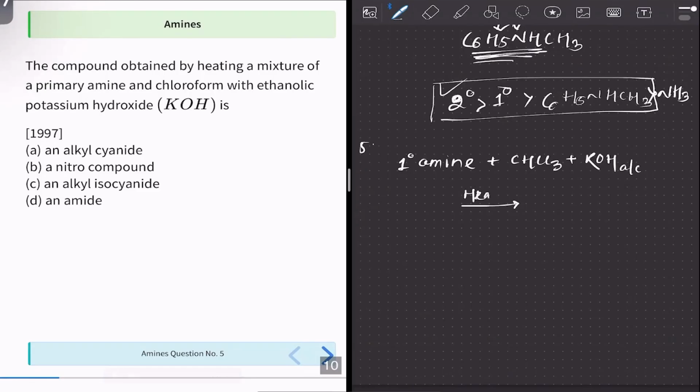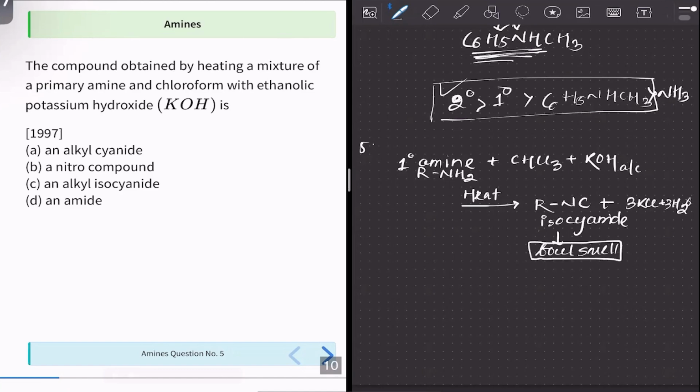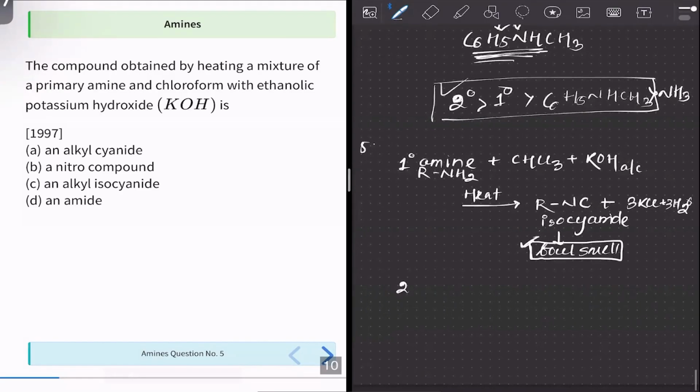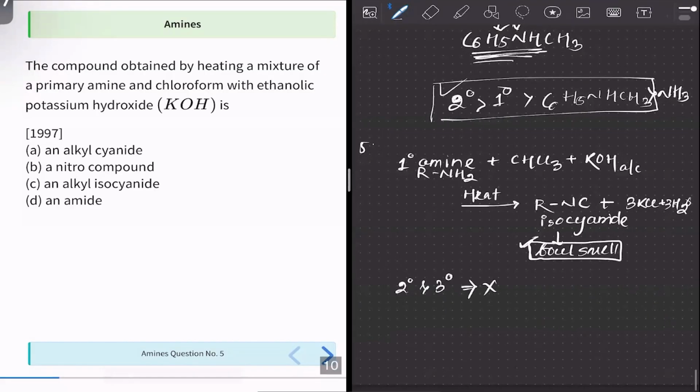If we heat them, there will be production of isocyanide. If it is RNH2, it will produce isocyanide that has a characteristic foul smell, and the byproduct will be 3KCl, 3H2O. As it is releasing a foul smell, it is a characteristic reaction for primary amines, as secondary and tertiary amines won't produce isocyanide on reaction with CHCl3 and alcoholic KOH. So it is a test reaction for primary amines.